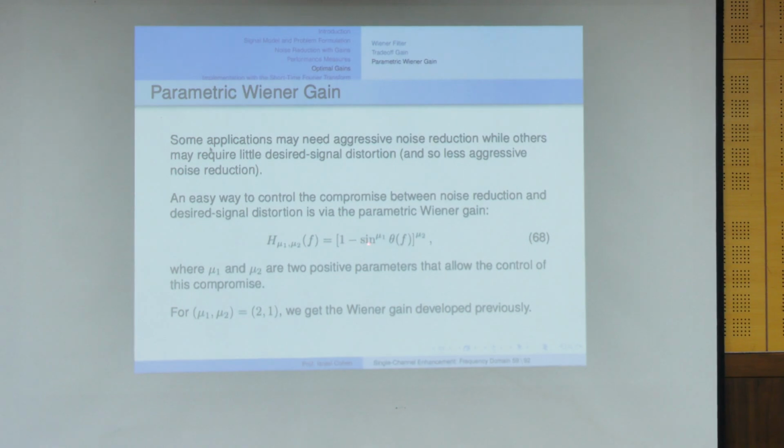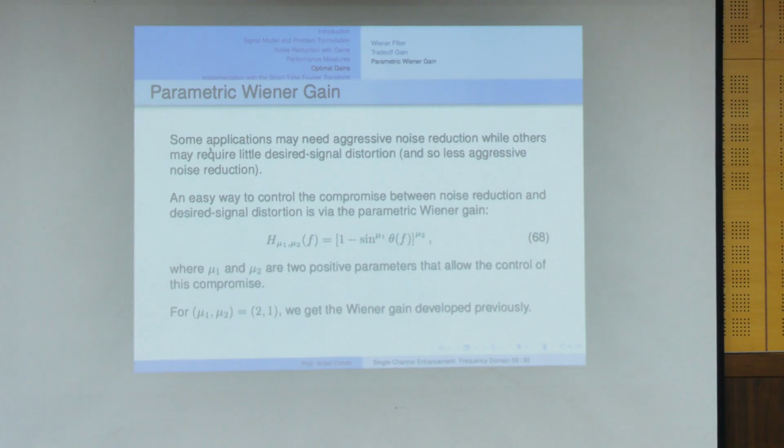That looks like this: 1 minus sine to the power of mu1, and all of that to the power of mu2. Now, if I choose mu1 and mu2 equal to 2 and 1, what do we get? The Wiener gain. This is exactly the Wiener gain, because we wrote the Wiener gain as cosine square theta, which equals 1 minus sine square theta. So specific parameters of mu1 and mu2, like 2 and 1, will give us the Wiener gain.